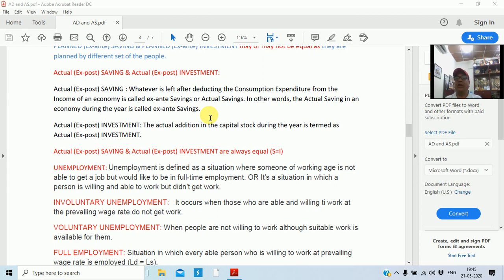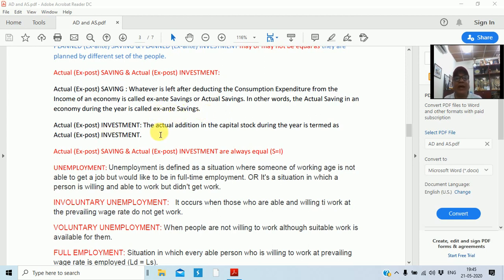Suppose in the economy during the year your total national income is 10 crore. So Y is equal to 10 crore. And out of 10 crore your consumption is 5 crore. So 10 minus 5, how much is left? 5 crore. This is the actual saving. So after deducting consumption from the income, what is left is called actual saving. In other words, the actual saving in the economy during the year is called ex post saving. Sorry, it should be ex post saving.